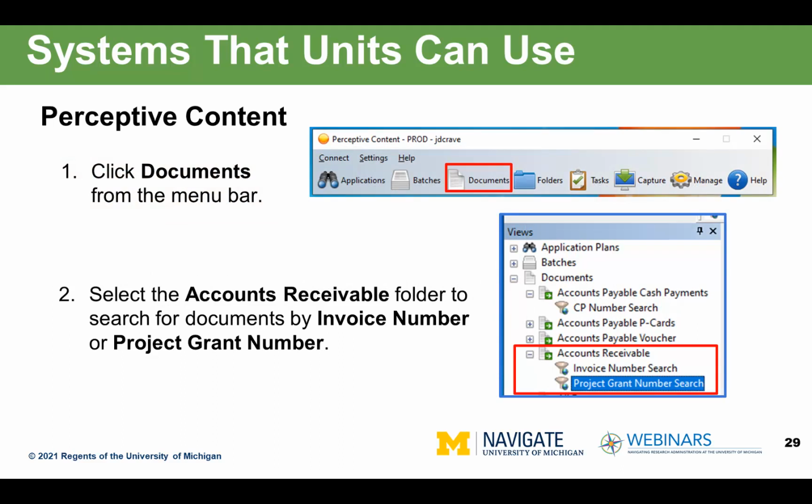Here you can see the actual invoice that is sent to the sponsor along with any supporting documentation. So the easiest way to navigate to the information you would want is after you log in, you'll come up with this little bar and you'll click on Documents. Once you click on Documents, on the left side of that new page will be a drop-down menu. In that drop-down menu, you want to click Accounts Receivable, and then you want to click Project Grant Number Search. From there, you can enter in your PG number, and you'll get a list of all of the invoices that have been generated for that PG number, and then you just find whichever invoice you're looking for. You can click in there, see the invoice, see the supporting documentation, and know what exactly has been sent.